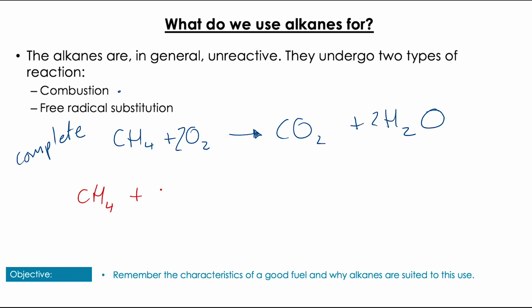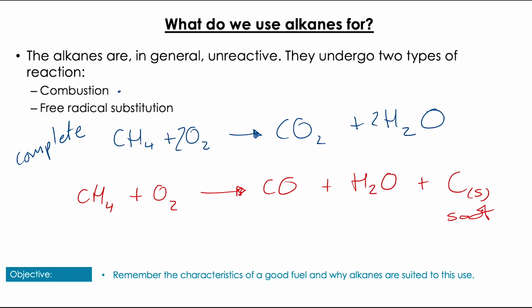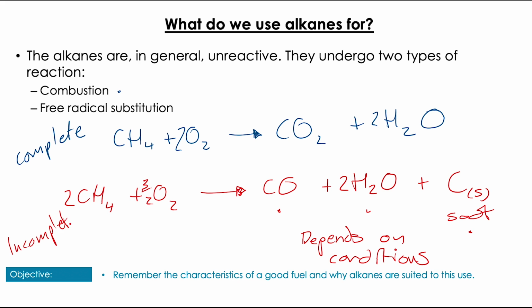We also have incomplete combustion, where we have an insufficient amount of oxygen, so we form carbon monoxide, water, and carbon solid, soot. The exact proportions in which these are made will vary depending on the amount of oxygen present, so this equation here is just an example. It could depend on the conditions if there was more or less oxygen present, but that is generally incomplete.